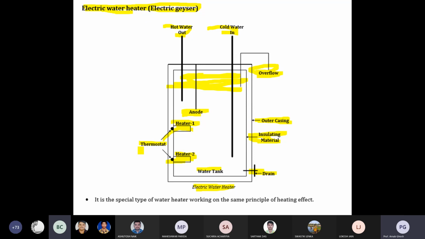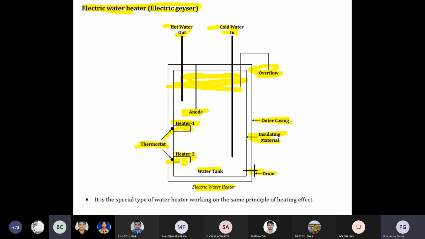a thermostat. So automatically the turn-on and turn-off condition is handled by the thermostat. Temperature sensing arrangements are there, meaning a bimetallic strip. So when the temperature is higher, automatically it will be off. When the temperature is lower, automatically it will be turned on. Those provisions are there, and based on the turn-on and turn-off condition, the heater will be turned on.